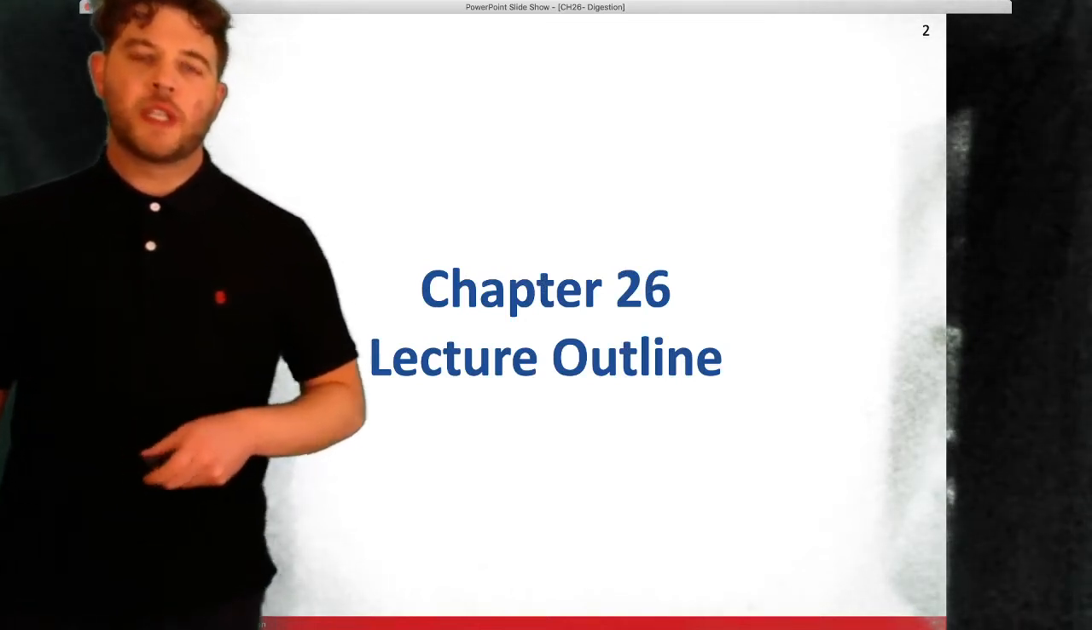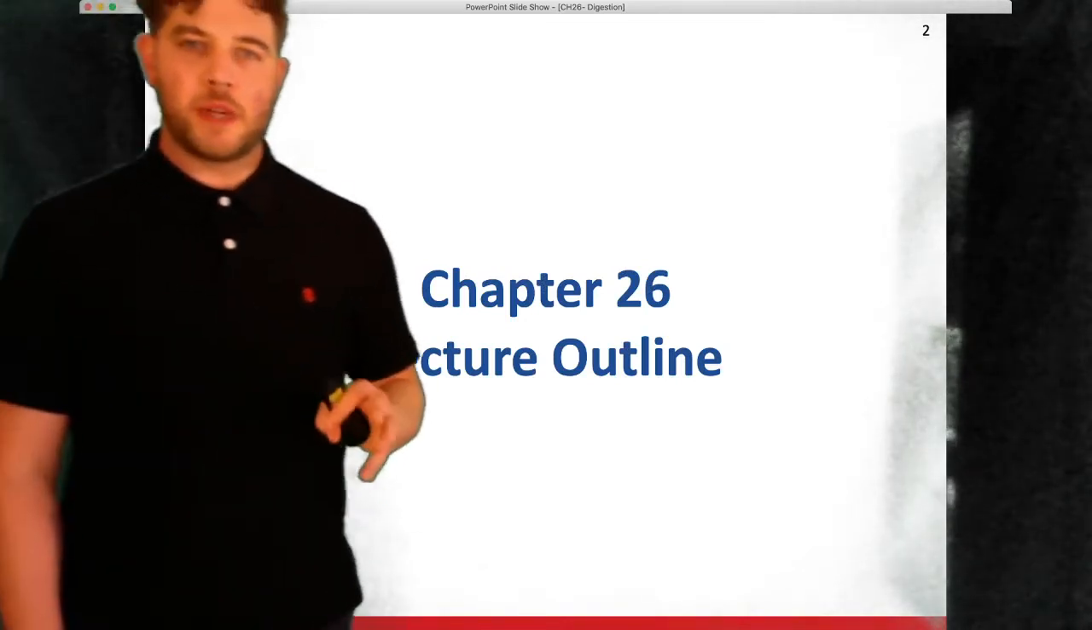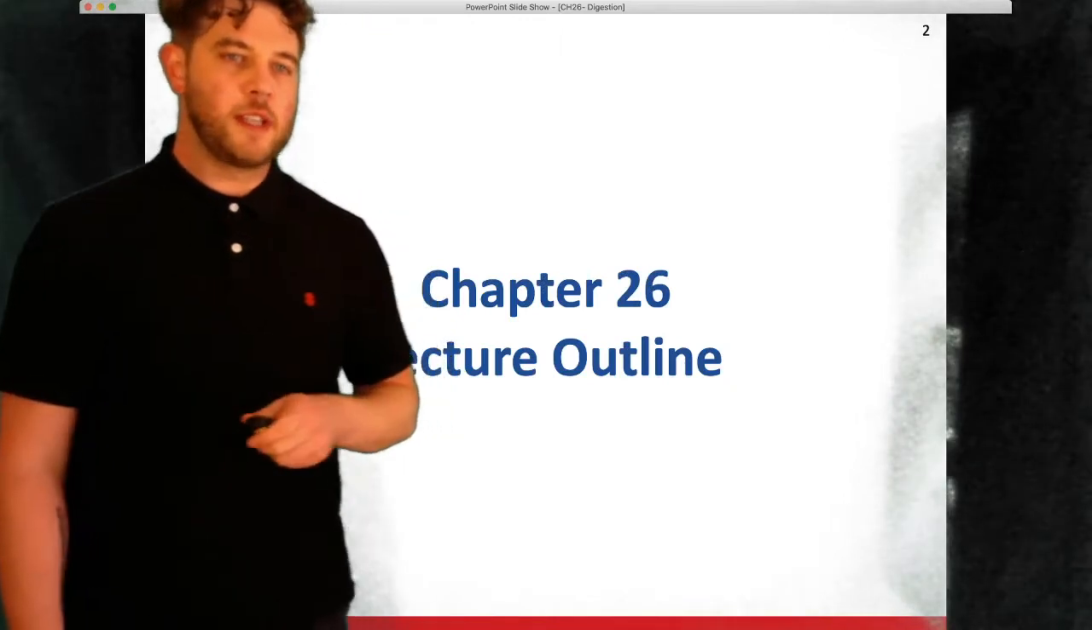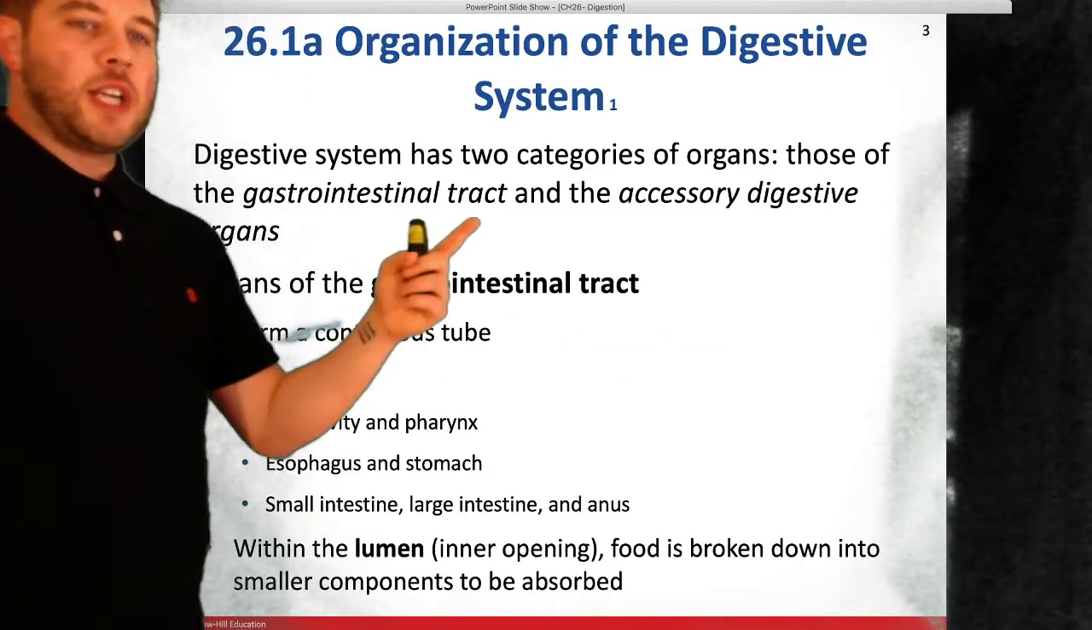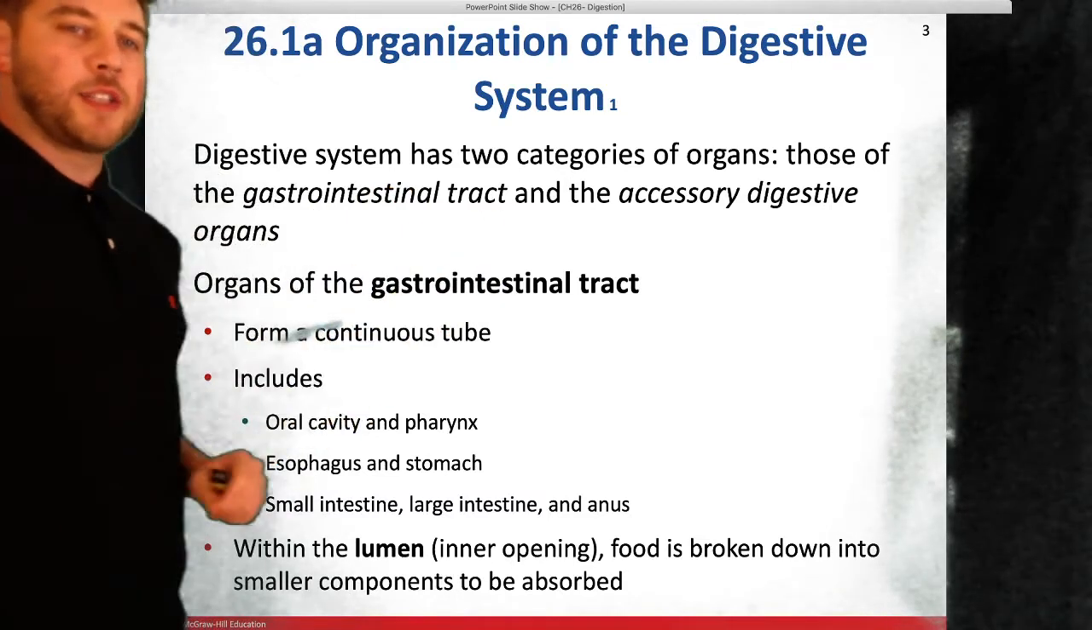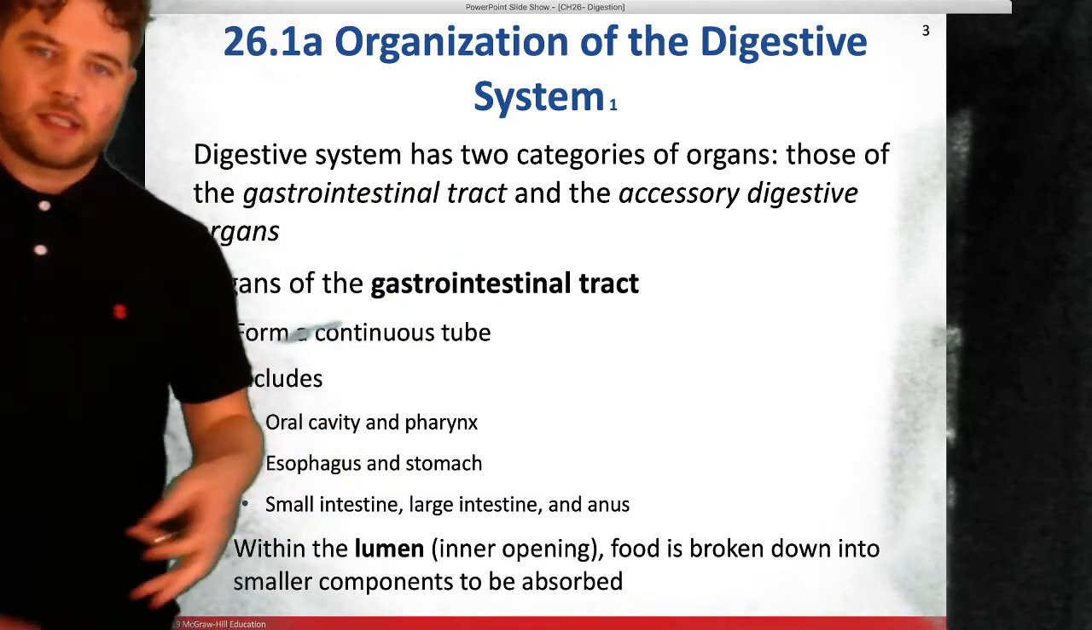Alright, this is lecture 26, the digestive system. This one's pretty long, so we may end up being two, we'll see. The digestive system has two categories of organs, those in the GI tract, and then the accessory digestive organs that assist in the process of digestion.